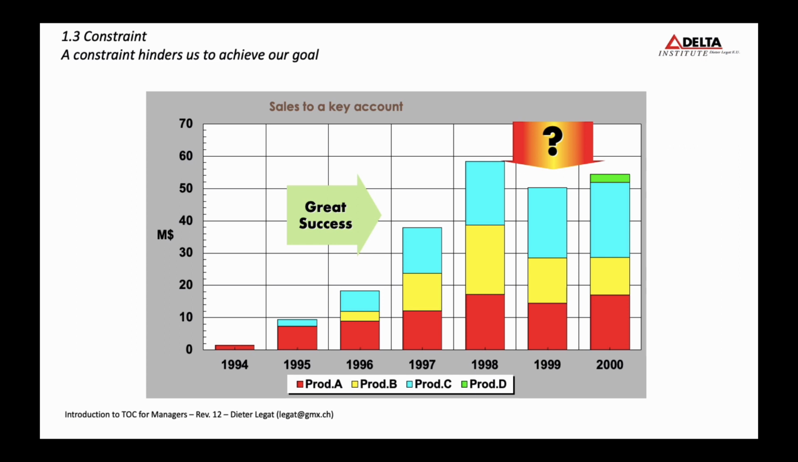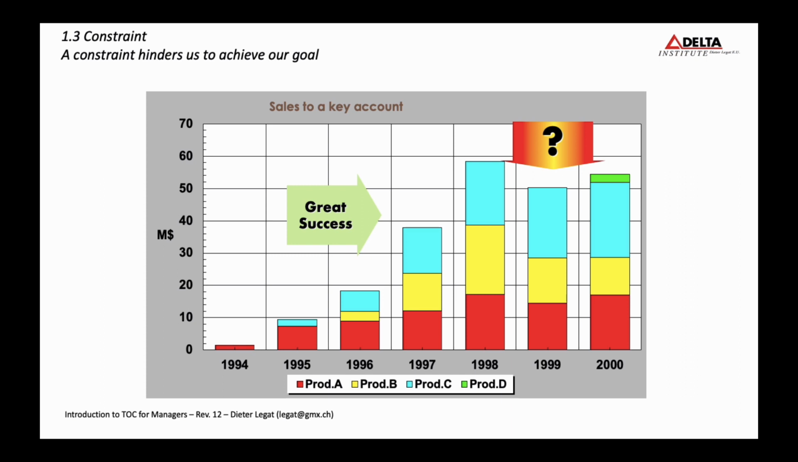Now let's have a look at the third key term, the constraint. Viewing our business as a system aimed to achieve our goal, we can now state what a constraint is. A constraint is something that hinders us to reach our goal. It is the cause for us not reaching our goal. Let's take a closer look.